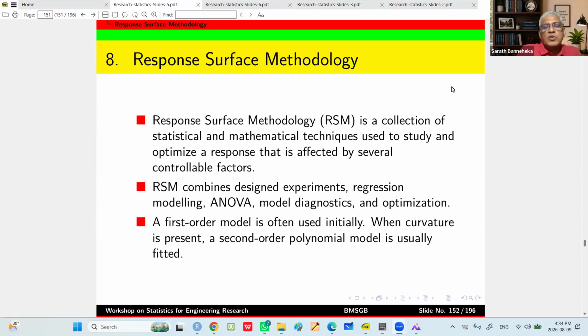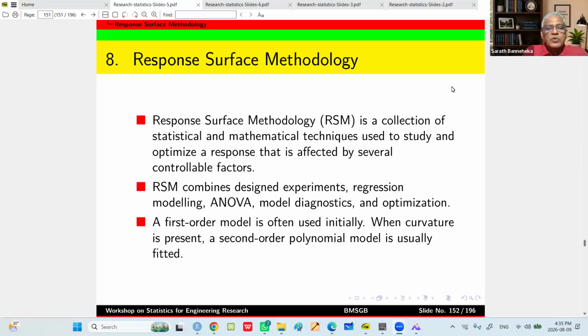The response surface methodology, sometimes denoted by RSM, is a collection of statistical and mathematical techniques used to study and optimize a response that is affected by several controllable factors. Response surface methodology combines designs of experiments, regression modeling, ANOVA, model diagnostics, and optimization. It includes all those things.